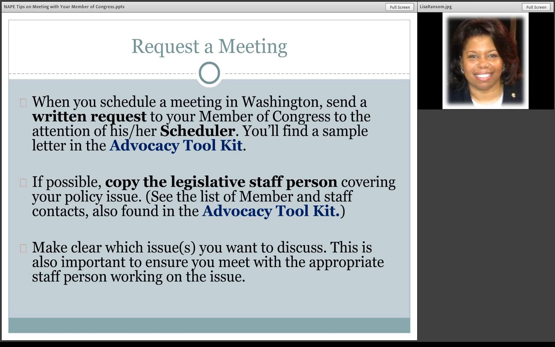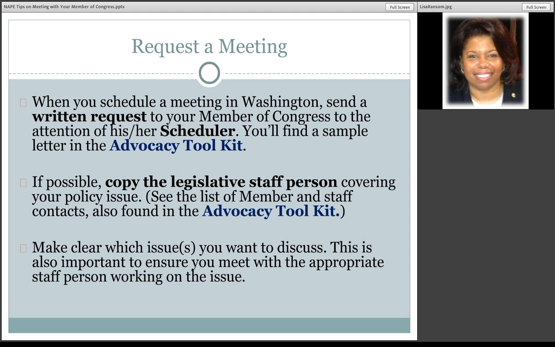Requesting a meeting. When you schedule a meeting in Washington, send a written request to your member of Congress to the attention of his or her scheduler. You will find a sample letter in NAPE's Advocacy Toolkit on our webpage. If possible, copy the legislative staff person covering your public policy issue. See the list of member and staff contacts also found in the Advocacy Toolkit.